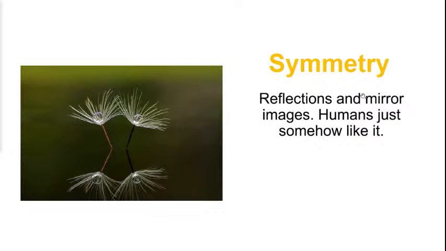Symmetry. Reflections and mirror images, humans just somehow like them, things which are the same on both sides. They can be symmetric or asymmetric. Here it is symmetric: if you divide it horizontally, these two are the same as these two. But you can also put one bigger here and two small here. That can be asymmetrical.